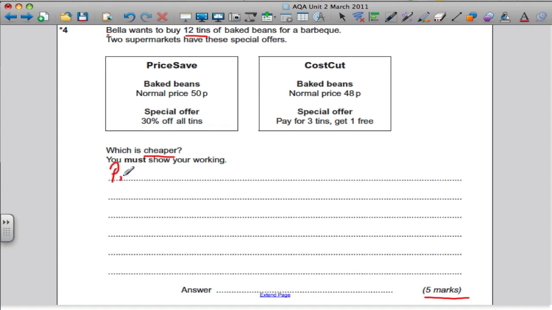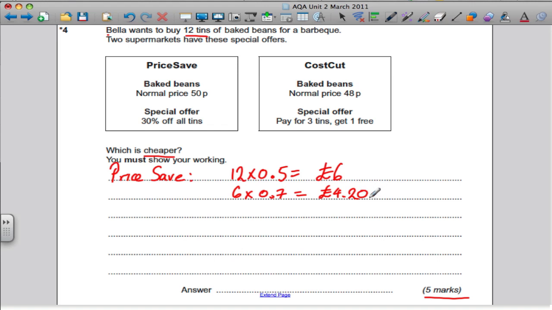So let's do Price Save. Normally, a tin costs 50p, but there's a 30% discount off all tins. So she wants to buy 12 at 50p, and that would be £6. But there is a discount of 30%, so you could do £6 times 0.7. That would work out a 30% discount, and you would get £4.20.